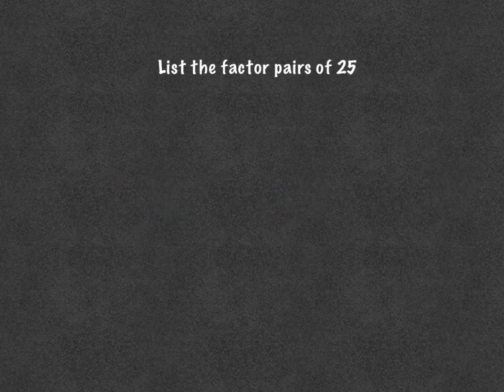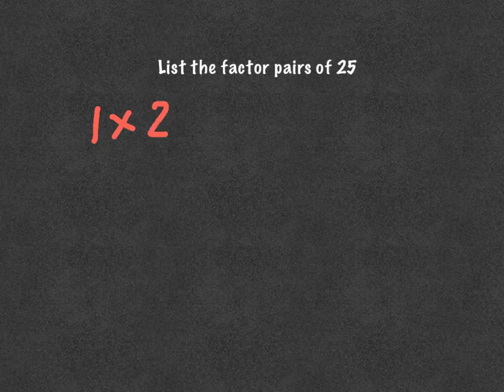All right, so let's list the factor pairs of 25. So if we're going to list factor pairs, we would have 1 times 25.